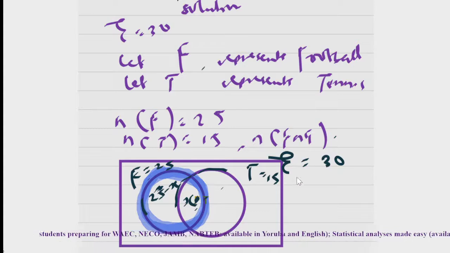Both of them are to share 15. Somebody has taken X. The other guy is going to take what? 15 minus X. I hope you understand now. So then immediately you fill out the region. Then you can now start working.